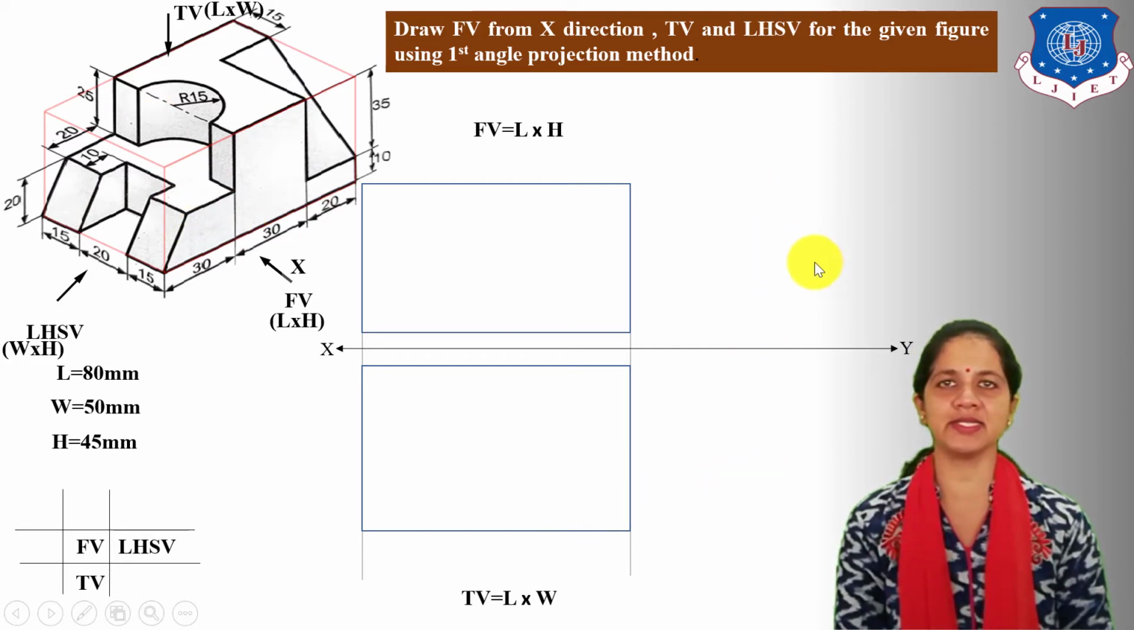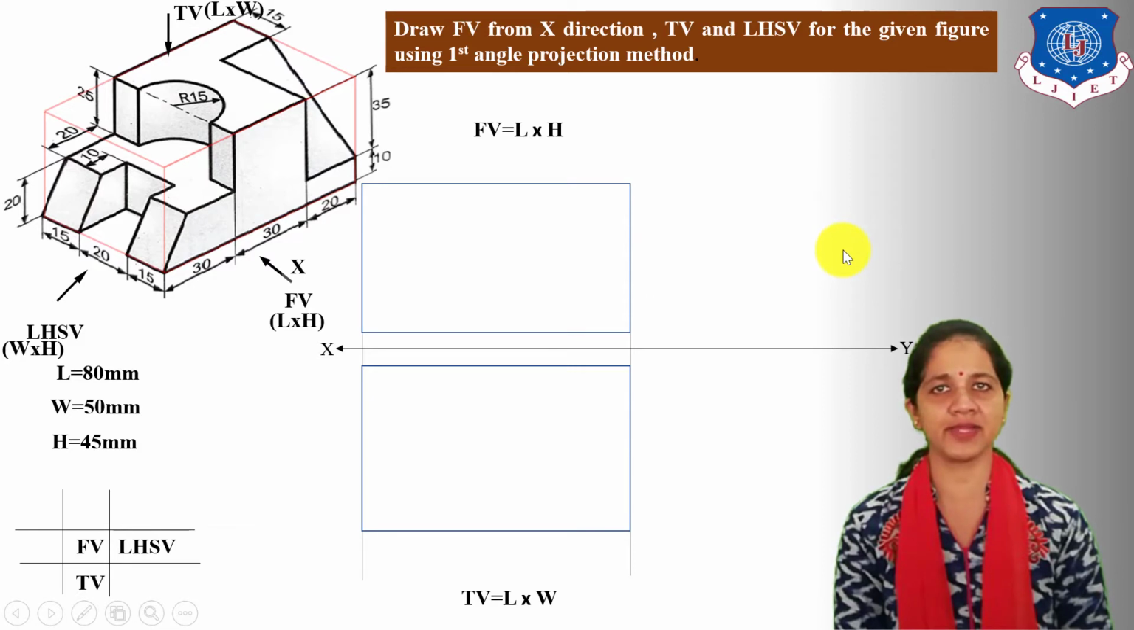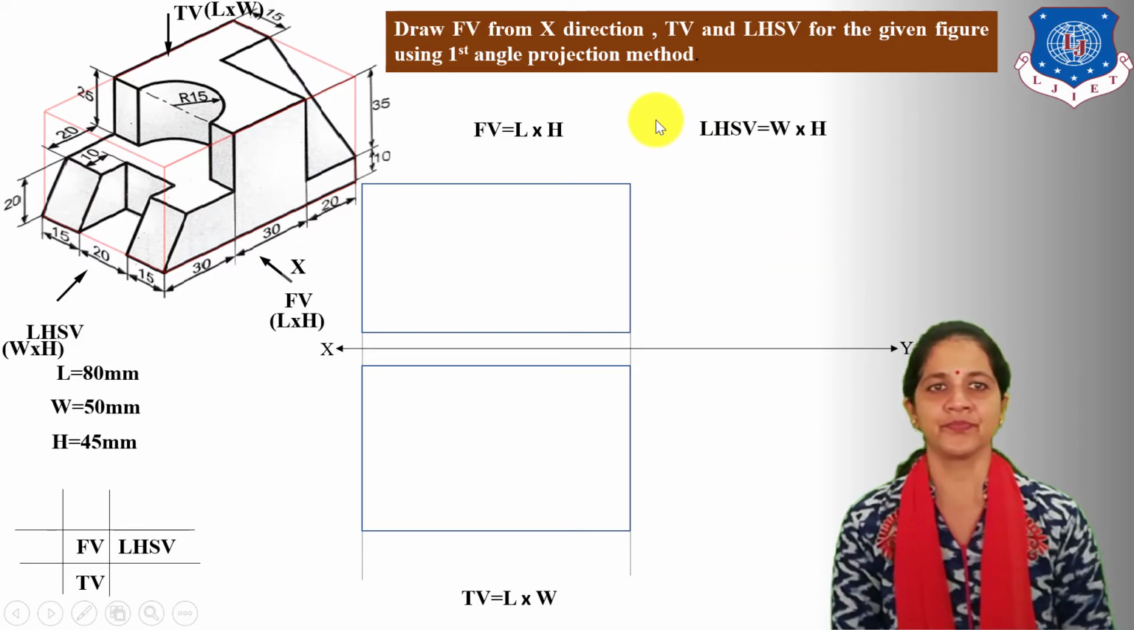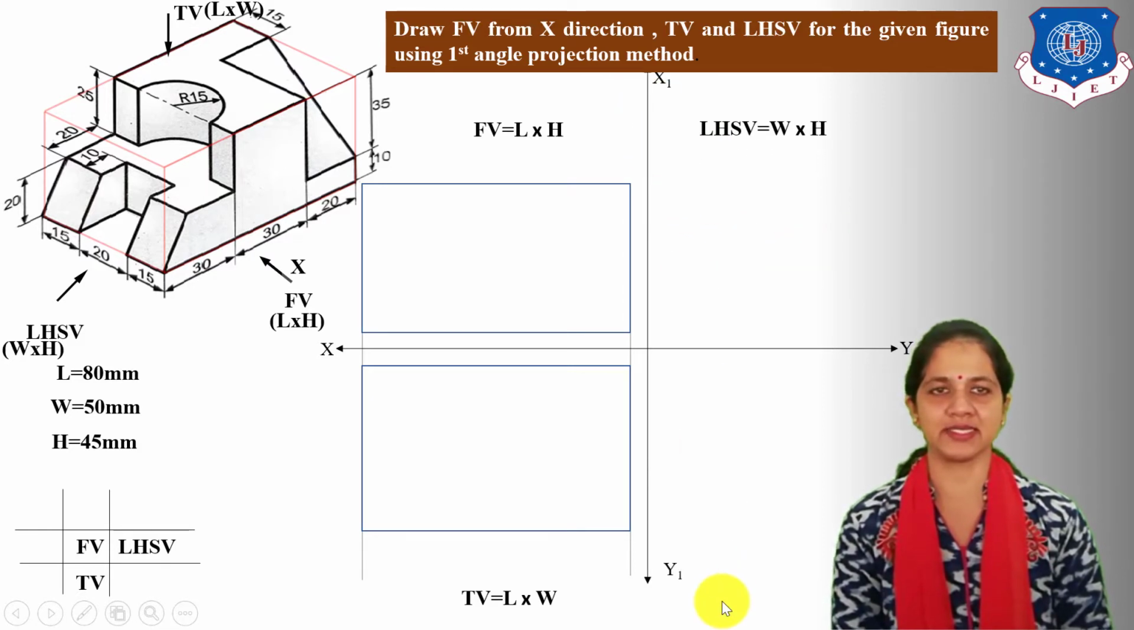Next, locate left hand side view box. Left hand side view box is drawn right side of front view, and front view and left hand side view are separated by X1 Y1 axis. Left hand side view box covers maximum width and maximum height. Now height is common in front view and side view. So transfer height projection from front view. Width is common in top view and side view. So width is transferred from top view.